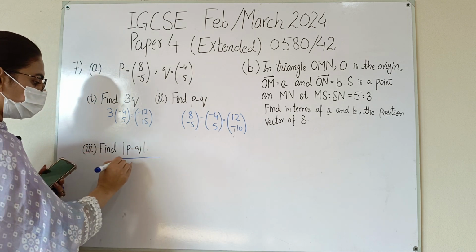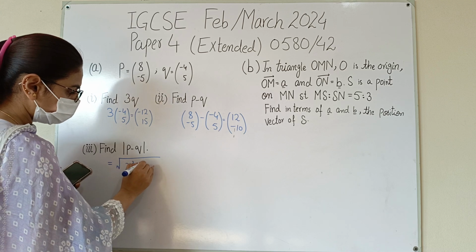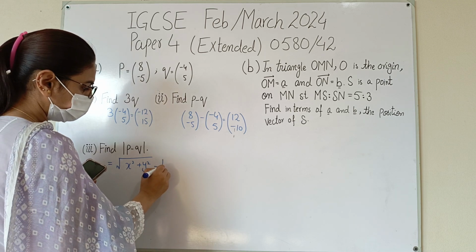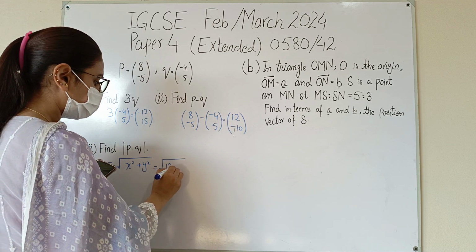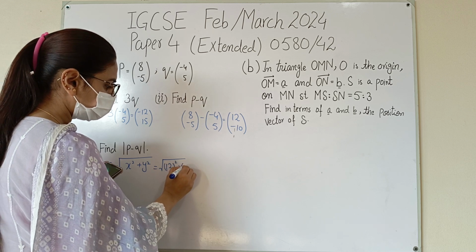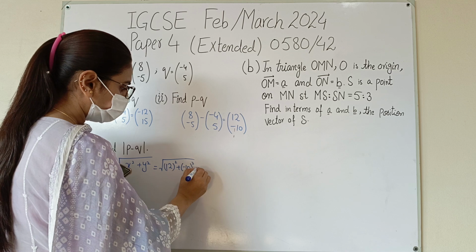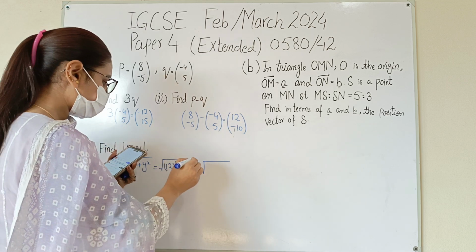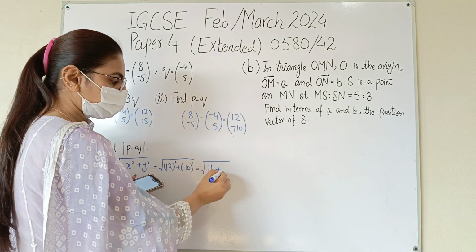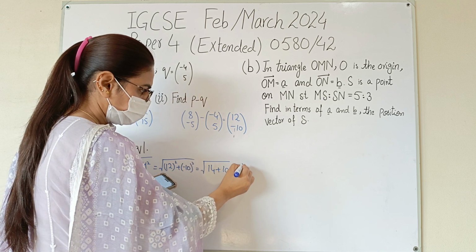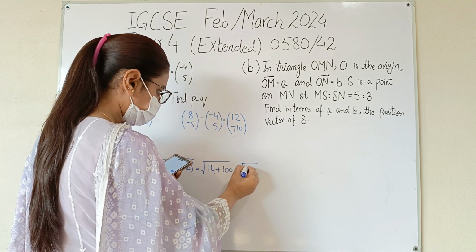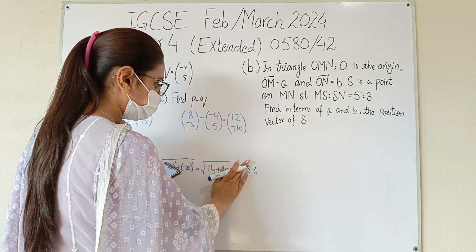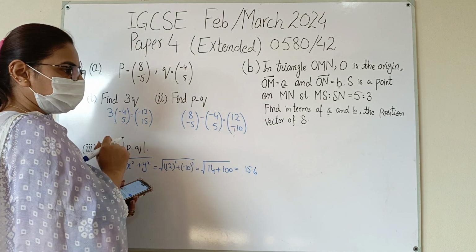This is the formula to find the magnitude of a vector, that is the square root of x squared plus y squared. Here the value of x is 12. So 12 squared plus (-10) squared. What are you getting over here? 12 squared will be 144 and (-10) squared will be 100. After solving them, you will get 15.6. This is basically the magnitude of P minus Q.